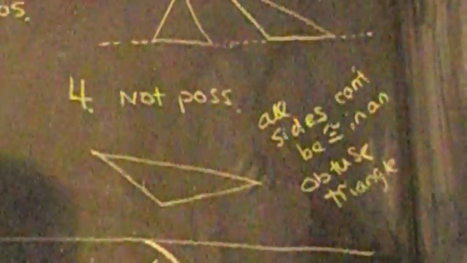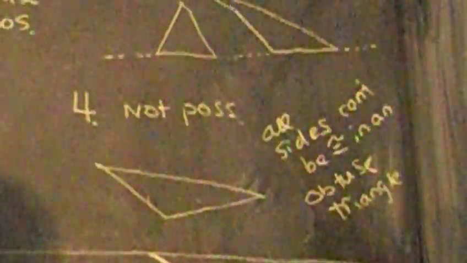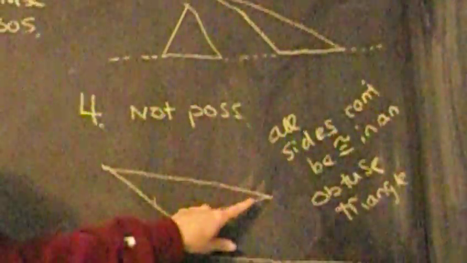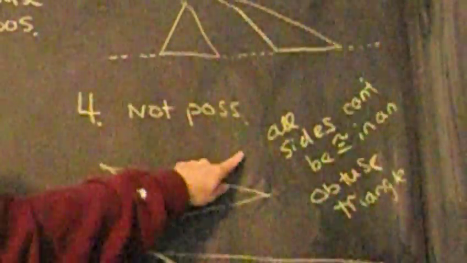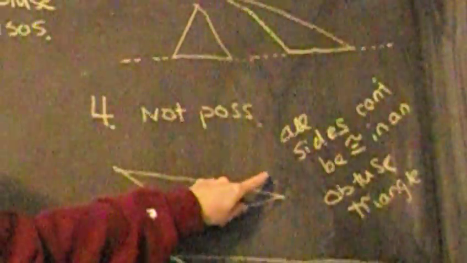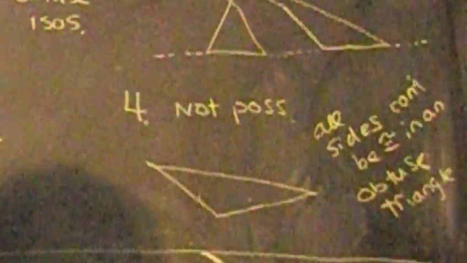And then number 4 said an obtuse equilateral triangle. And this is obtuse, but all sides can't be congruent in an obtuse triangle, so it's not possible.